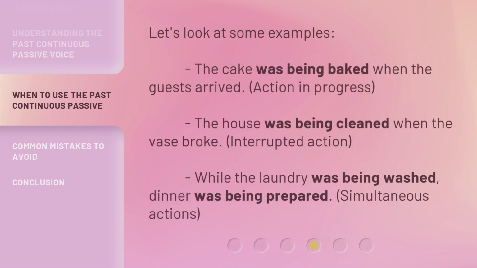Let's look at some examples. The cake was being baked when the guests arrived. Action in progress. The house was being cleaned when the vase broke. Interrupted action. While the laundry was being washed, dinner was being prepared. Simultaneous actions.